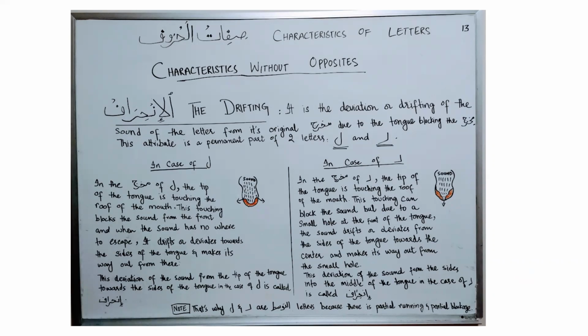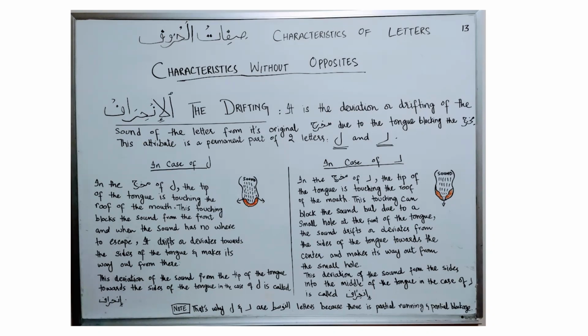Inshallah, we will continue with characteristics without opposite, and today we will talk about Al-Inhiraaf. Inhiraaf means deviation or drifting. It is the deviation of the sound of the letter from its original makhraj due to the tongue blocking the makhraj from the front. In Arabic alphabets, only two letters carry this attribute, letter lam and letter ra. And we will discuss both of them, inshallah.